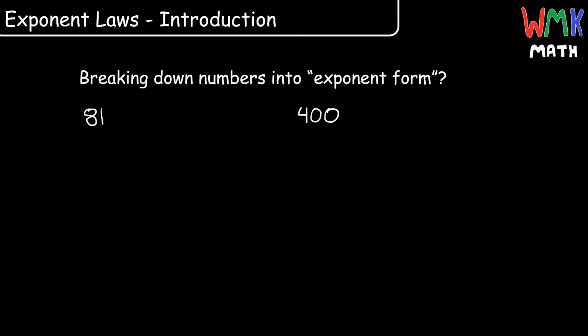Let's break down numbers in what we call exponential form. What do I mean by that? It means that we want to find a way to write numbers in their prime factorization in a clean way, and we are going to use exponents to show that. For example, let's start with 81.